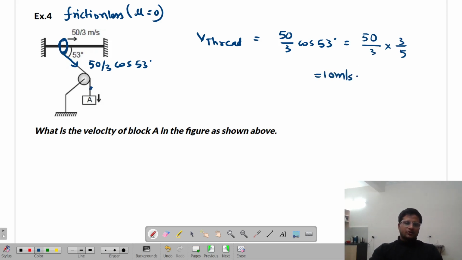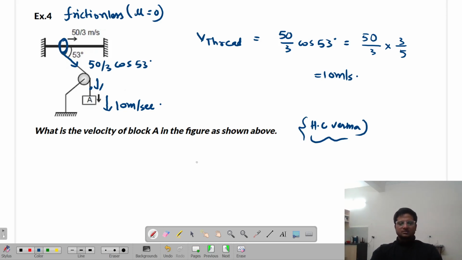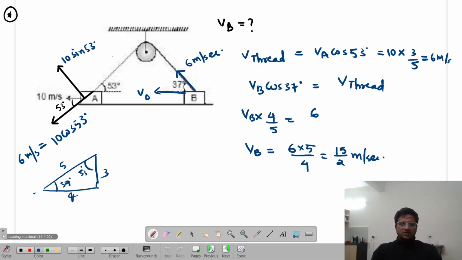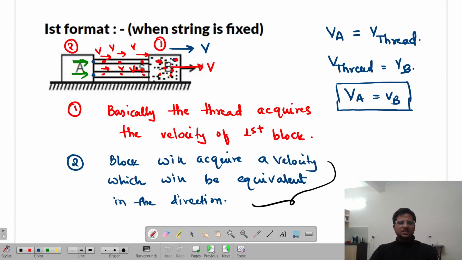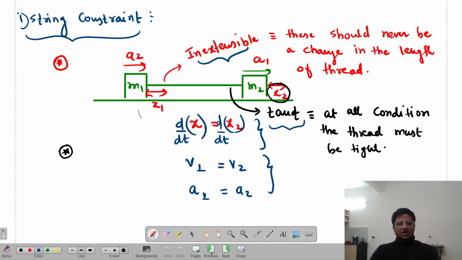And you know that every point on the thread is going to move with the same velocity. So this A is going to go down with that velocity. This is a question of H.C. Verma. This problem is done in almost half a page of H.C. Verma. But with constrained motion, we can do it in just one step. Are you able to get me or not? So constraint motion is nothing but the analysis of NLM that we are doing, but it makes solving the problem very easy.